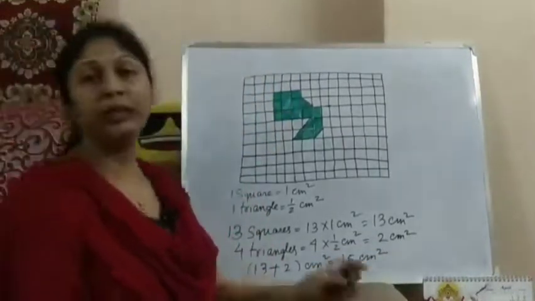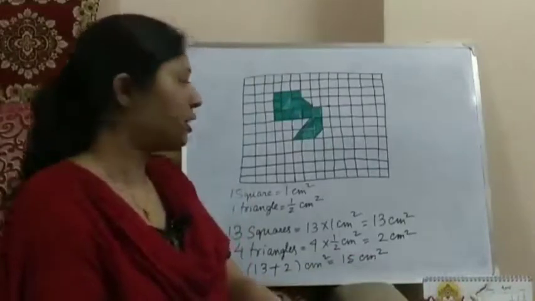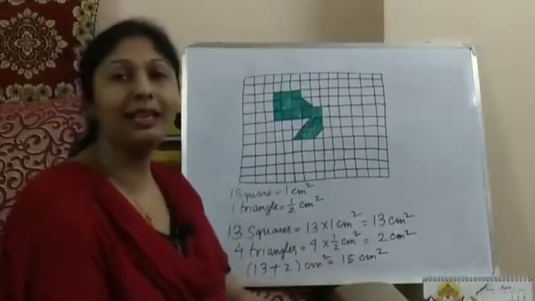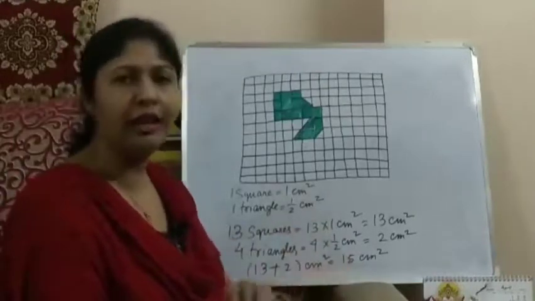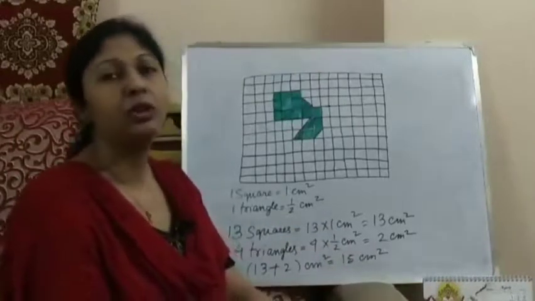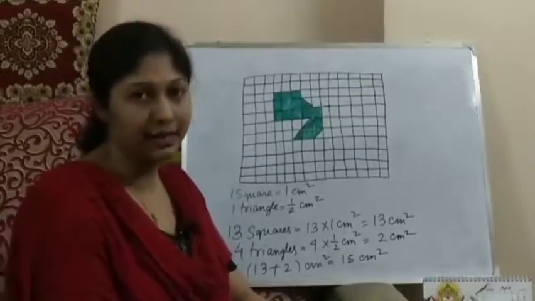With this formula and with this practice we can easily find the area of any kind of polygon or any kind of shape. So now I am going to end my class here.